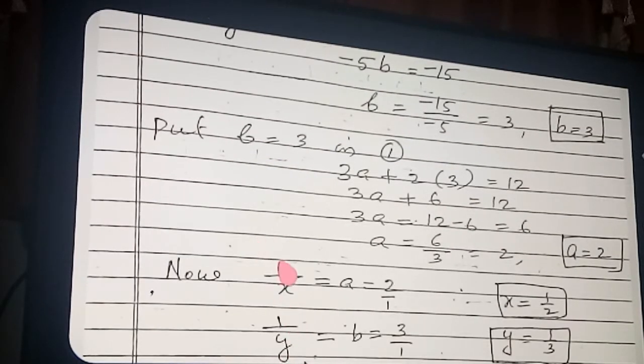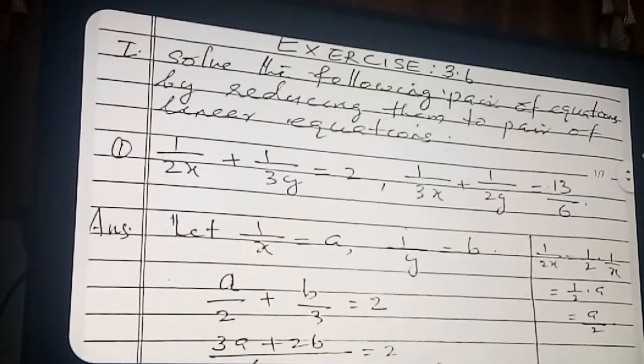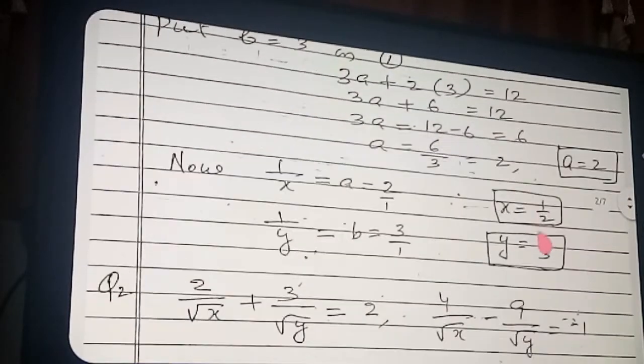So now you see here, 1 by x you supposed as a. See the question's starting. So what you supposed? 1 by x you supposed as a, 1 by y you supposed as b. So in the place of a you got the value. How much did you get for a? You got a as 2. So 1 by x is equal to a is equal to 2. 2 I can write as 2 by 1.